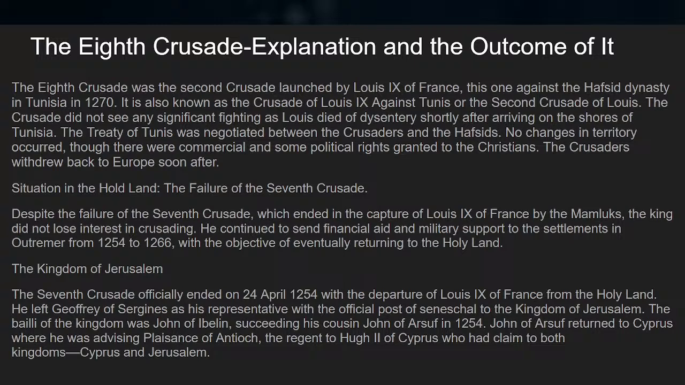He left Geoffrey of Jean, I think that's French, as his representative with the official post of Seneschal to the Kingdom of Jerusalem. The Bailey of the kingdom was John of Ibelin, succeeding his cousin John of Arsuf in 1254. John of Arsuf returned to Cyprus when he was advising Plaisance of Antioch, the regent to the second of Cyprus, who had a claim to both kingdoms, Cyprus and Jerusalem.